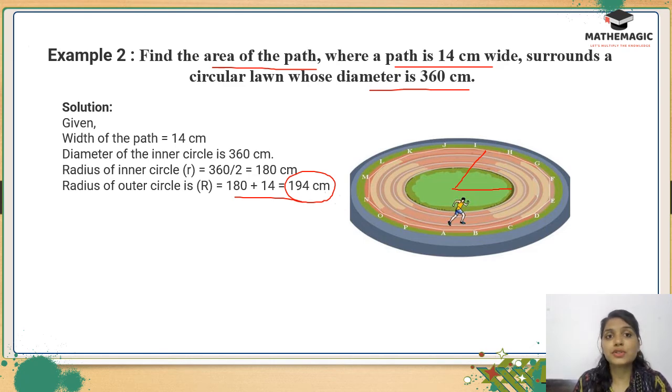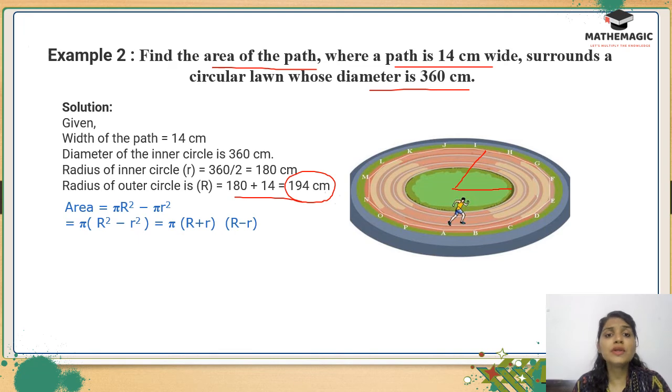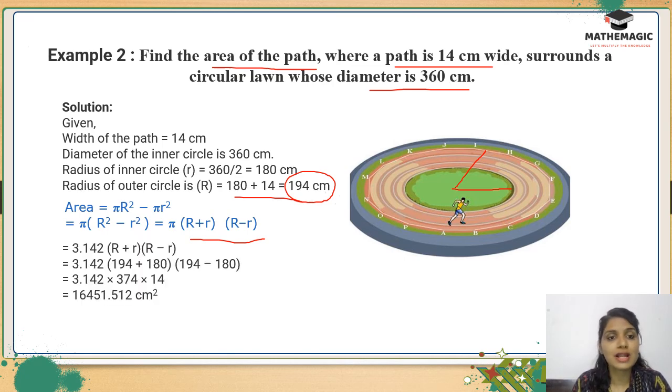Now let's substitute the value. We know the small r, we know the capital R. All we need is just to substitute the value. Here, just to make the calculation easy, we have used the algebraic identity, that is, a square minus b square is equal to a plus b times a minus b. So substituting the value and solving it further, you will get the answer of 16,451.512 centimeter square. So this is the area of the path. Now let's see the last example.